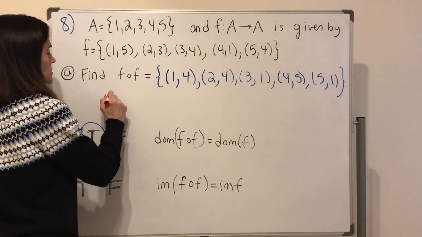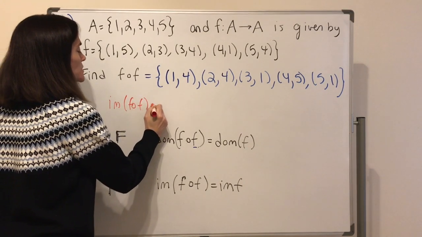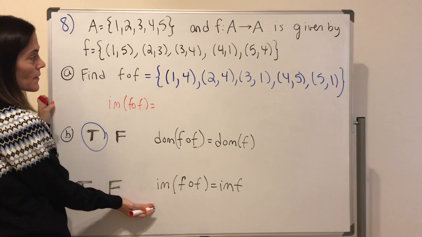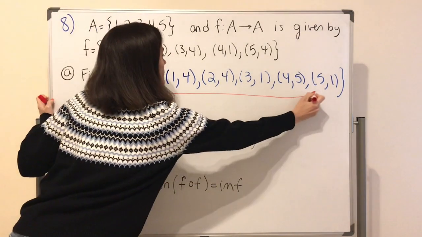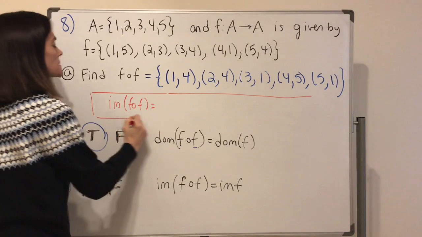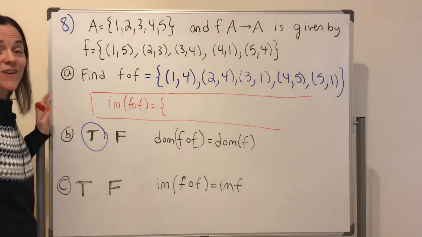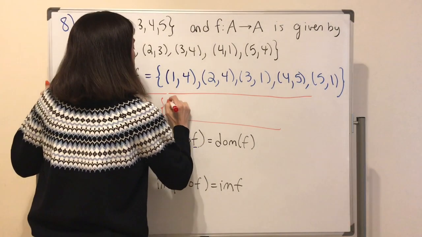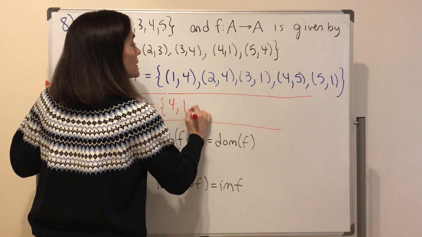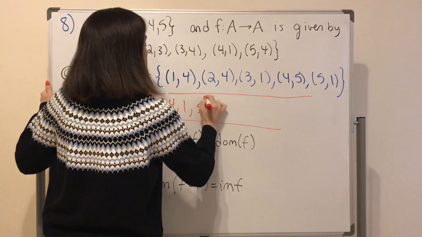In fact, I'll write it even here. What is the image of f compose f? I'll write it here because I have space here, but it's really to think about this. Maybe I'll put this in a red box. Well, this is the set of all second coordinates of elements in f compose f. So we have 4, we have 1, and we have 5. 4, 1, 5. That's it.